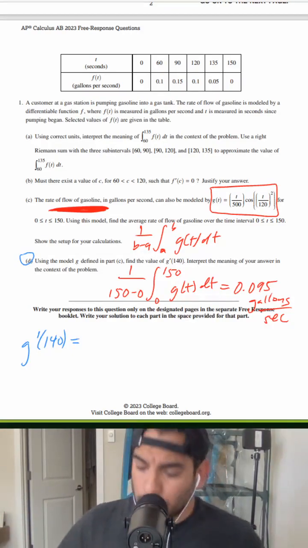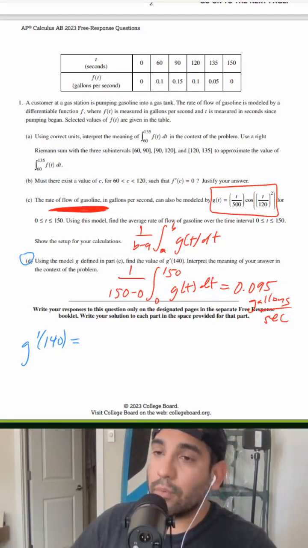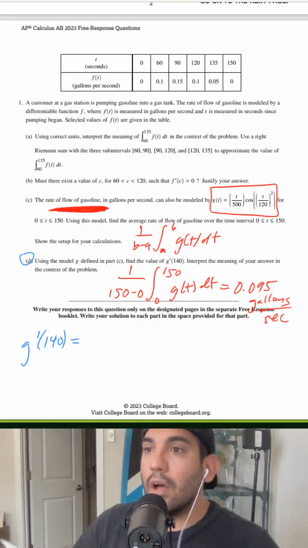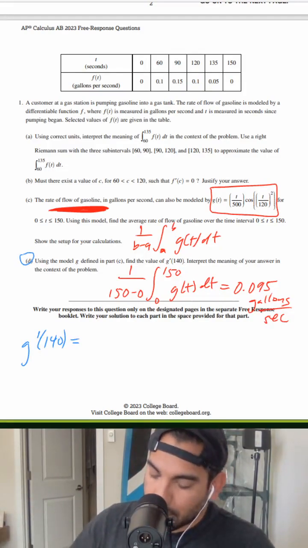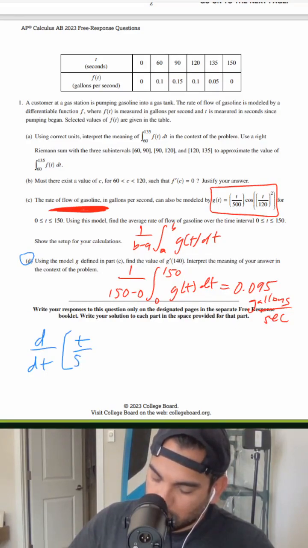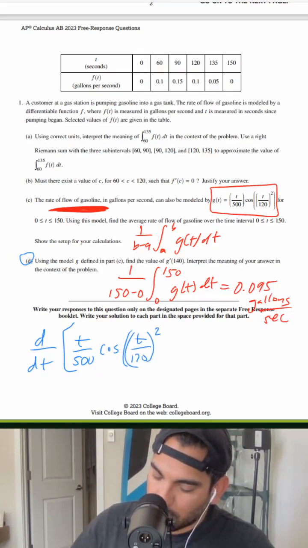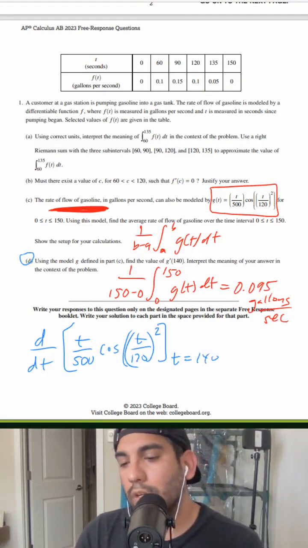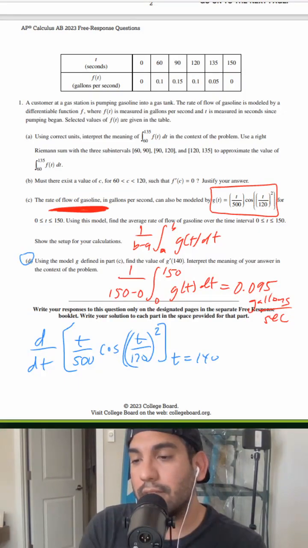I believe I even talked about it in a couple videos. All you have to do is write g prime of 140 is equal to, you can take the derivative on here, but the way I would have written it is I would have done d over dt of this function, 500 cosine of t over 120 squared, and then I'm going to put t is equal to 140. The reason I'm doing that is because this is a calculator portion. I'm just going to use the derivative function on my calculator here.